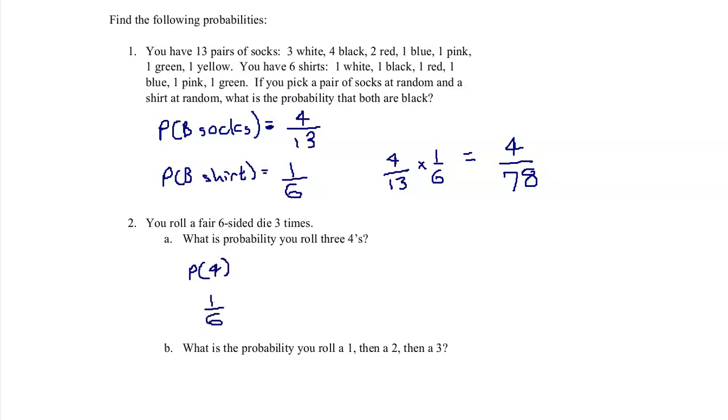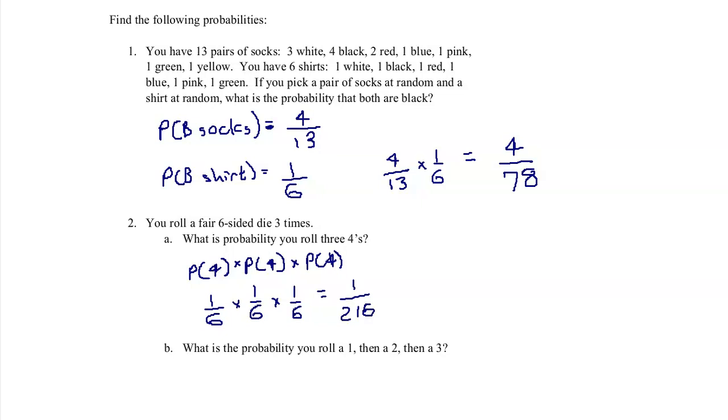Now for that second roll, what's the probability? Well, the probability you get a 4 is again 1/6. And on that third roll, what's the probability you get a 4? It's also 1 out of 6, because out of the 6 sides, only one of them is a 4. So the probability you get a 4 and a 4 and a 4 is 1 out of 216. 6 times 6 times 6 is 216.